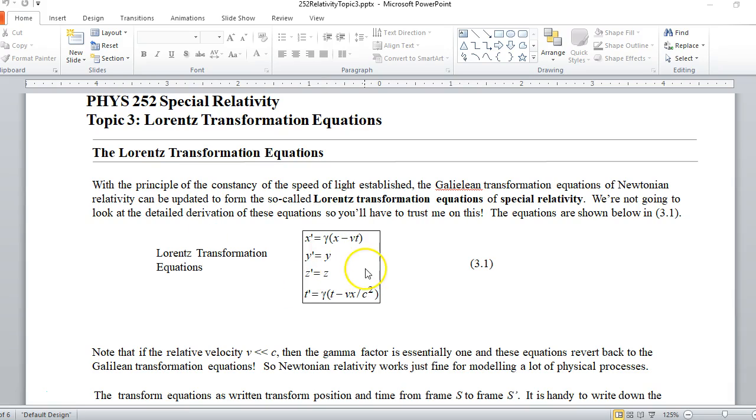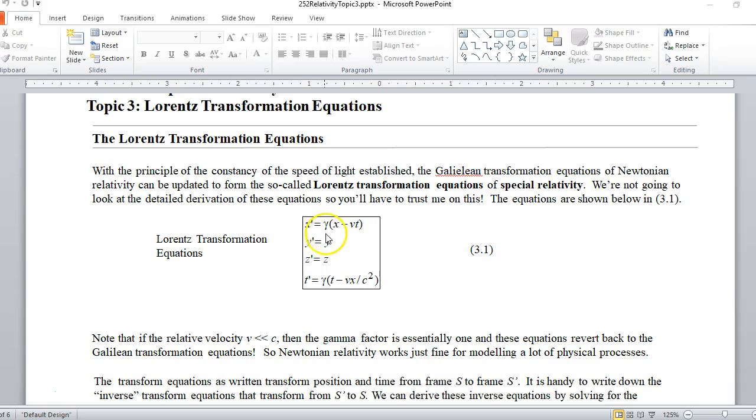But anyway, the Lorentz transformation equations you see right there, and those should be compared to the Galilean transformation equations of Newtonian relativity. In fact, if you look, the gamma factor, if V is not very big compared to C, which still can be pretty darn fast, the gamma factor is essentially 1. These Lorentz transformation equations actually revert to the Galilean transformation equations, and Newtonian relativity works just fine. So it's only when the gamma factor is significantly greater than 1 that you have to worry about so-called relativistic effects. All right, anyway, so there they are right there.